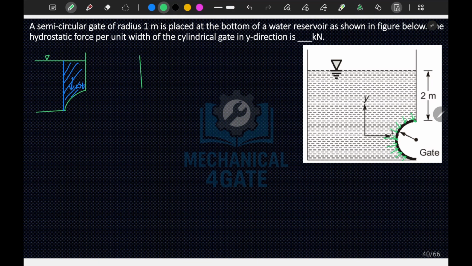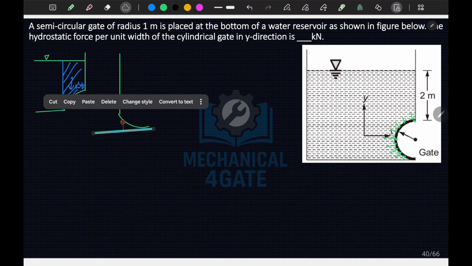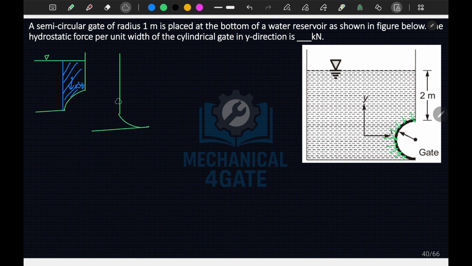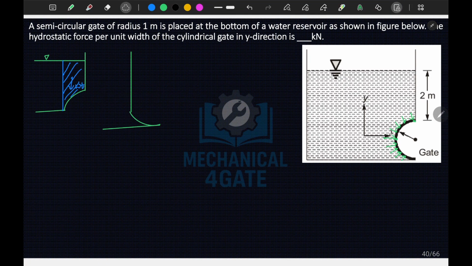Now if I talk about the second scenario, we have considered this section here. So let's talk about this section. Let's say it's something like this. This is the gate, and this is your base. And the water is filled on, let's say, this side here. So in such cases, we will still take the force to be acting in this direction.